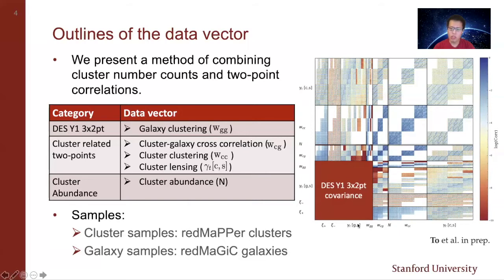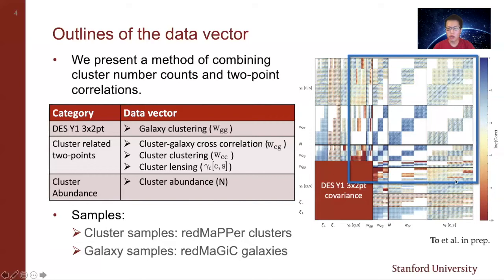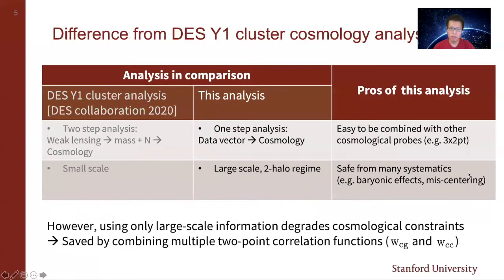On the figure here, I'm showing you the covariance matrix of this project. This is to demonstrate the size of the work. The area covered by the red square is the 3x2 point covariance matrix, and all the other elements are developed in this project. In this talk, I'll focus on the terms in this blue box.